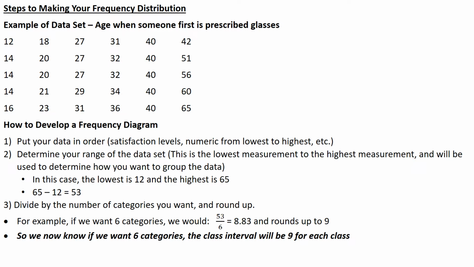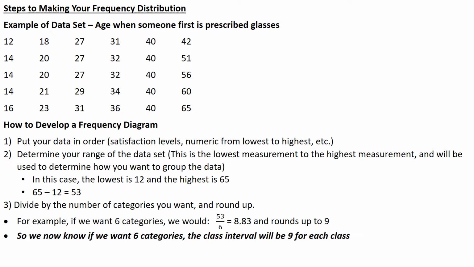We could have unlimited numbers of bars for the lower and upper limits. But to understand this with the human brain, we really want to look at only a certain number. And I put here in bold, we want at least 6 categories. If we want 6 categories, the class interval will be 9. I'm going to show you how we get to that.